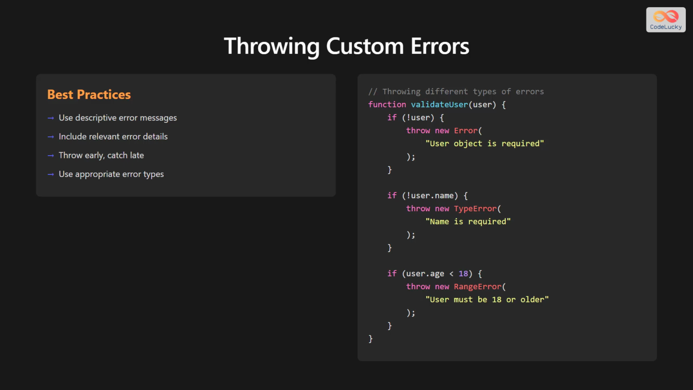Throw errors early in your code and catch them only where you can handle them properly. Also, use the right type of error for the specific issue, like Error, TypeError, or RangeError, so you can easily identify the type of problem. For example, if we look at the code, the function validateUser checks if the user object, username, and age are valid. If any of these conditions fail, it throws an error with a specific message and the type of error.